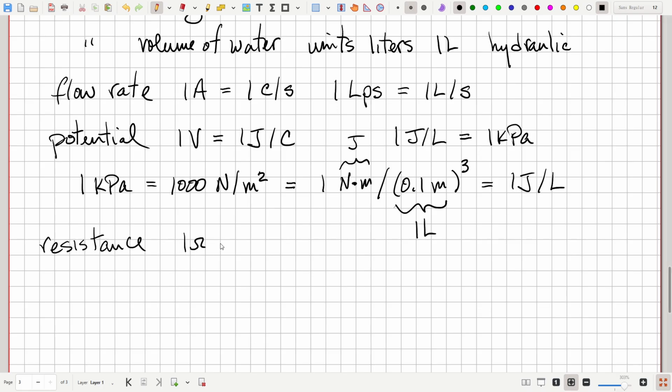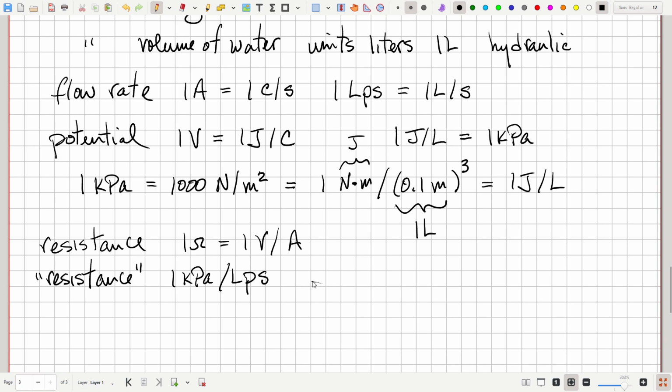So we would have 1 ohm is 1 volt per amp. That would be for the electric case. What would be the analogy for the hydraulic case? Well, instead of volts, we've got kilopascals. So it would be 1 kilopascal per, and instead of electric current, coulombs per second, or amps, we have liters per second. So 1 kilopascal per liter per second would be hydraulic resistance.